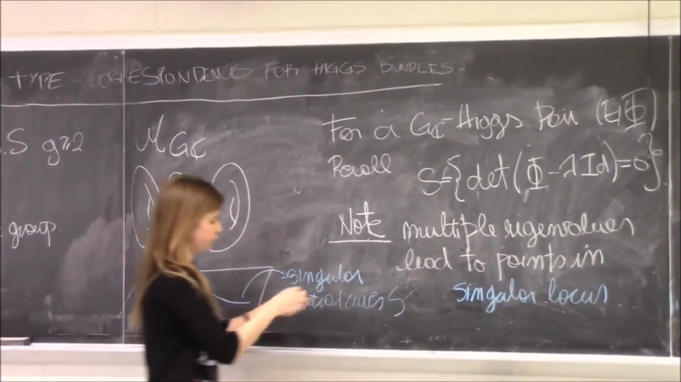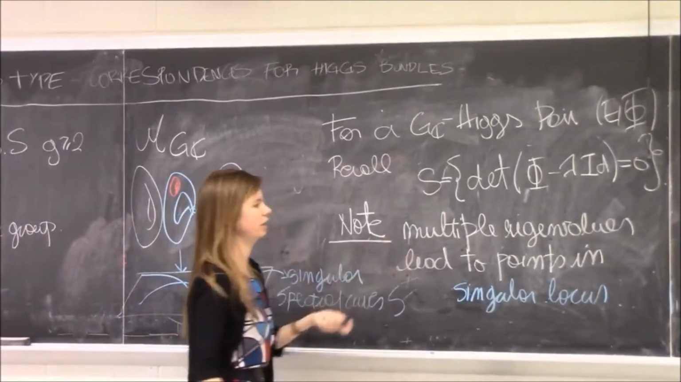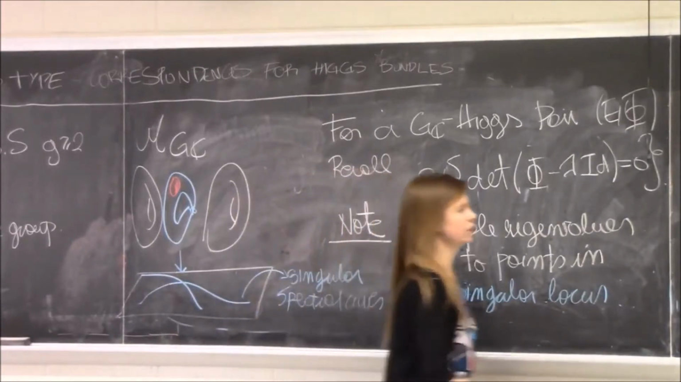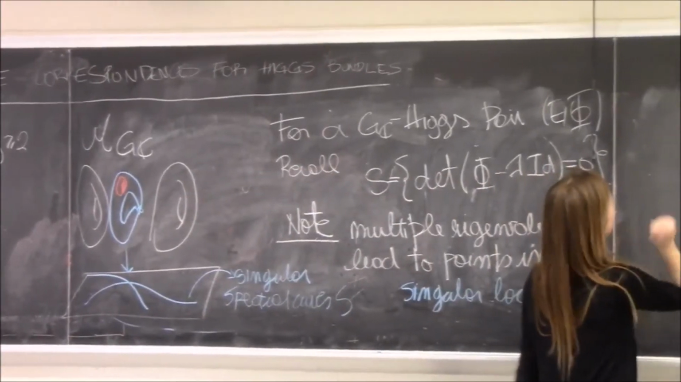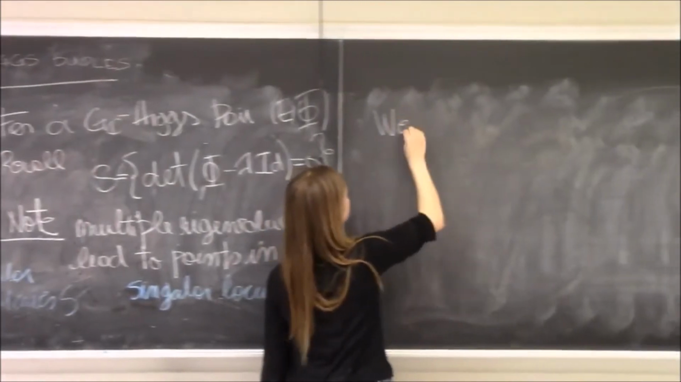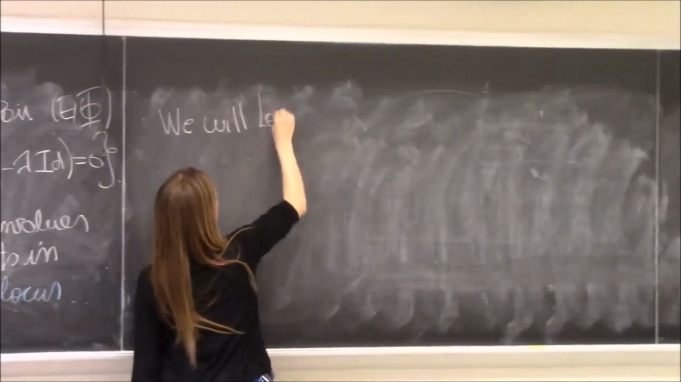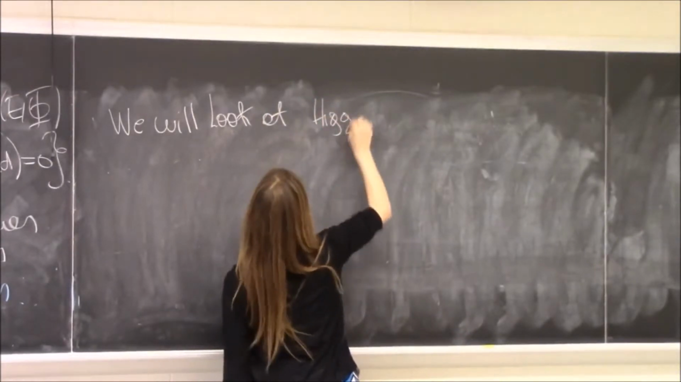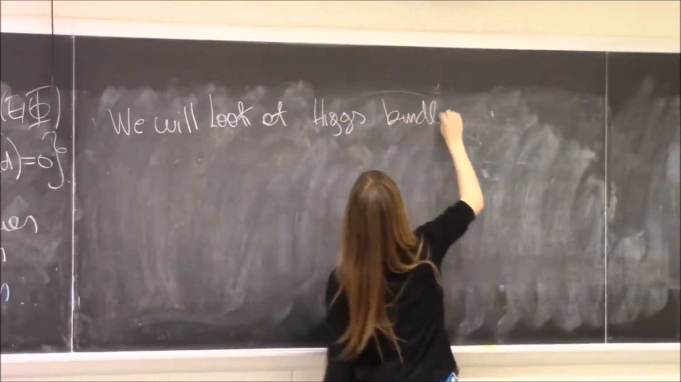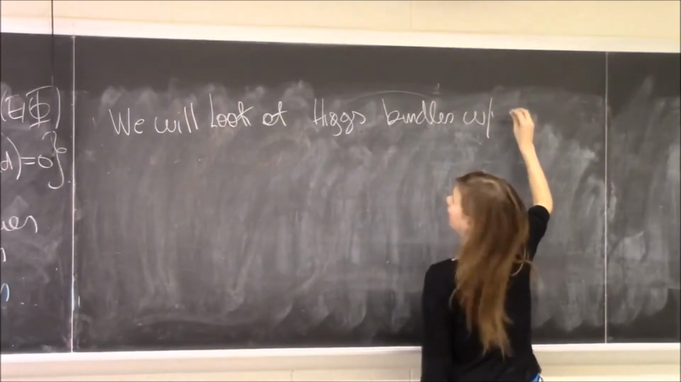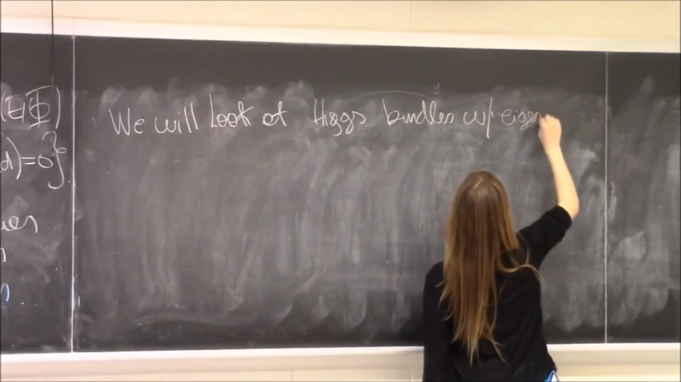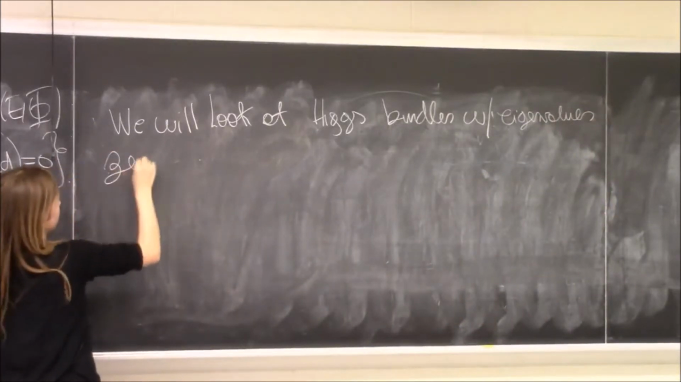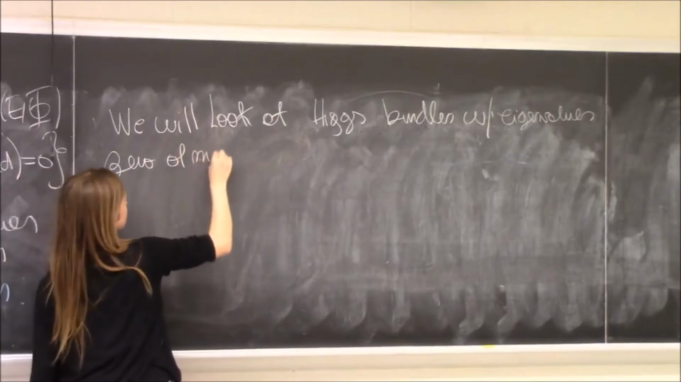And one of the first cases that you can think of, what happens when I have multiple eigenvalues of a matrix, was the first eigenvalue you could have is 0. So let's think of Higgs bundles. So we will look at Higgs bundles with eigenvalues 0 of multiple order.